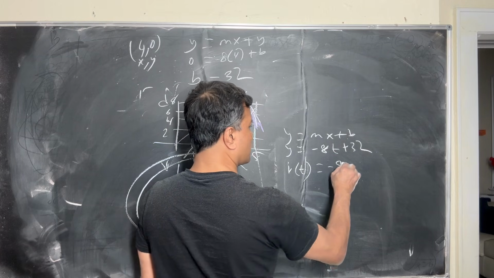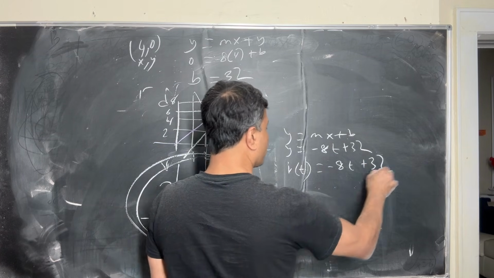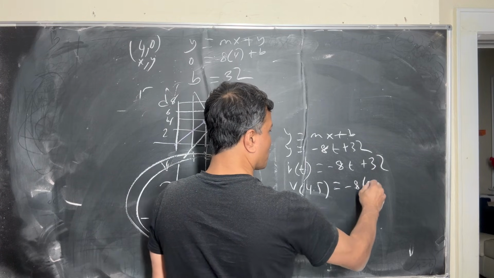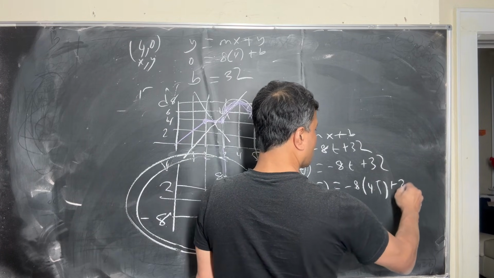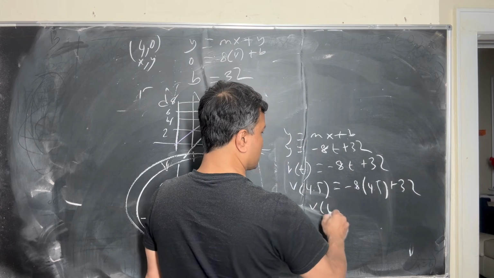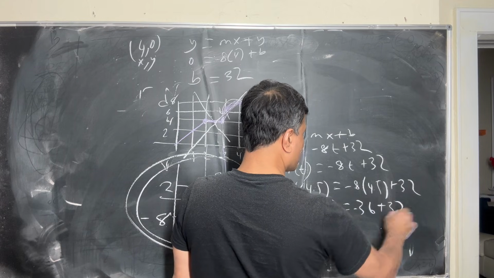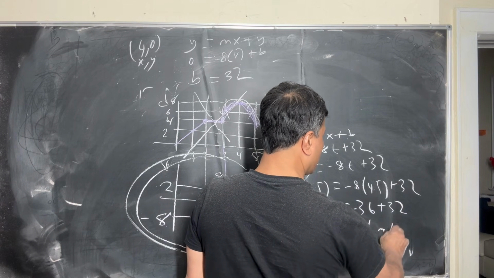So this is negative 8 t plus 32 at 4.5. I asked you 4.5. So negative 8 times 4.5 plus 32. So v of t is equal to negative 36 plus 32. So this is negative 4 meters per second, of course.